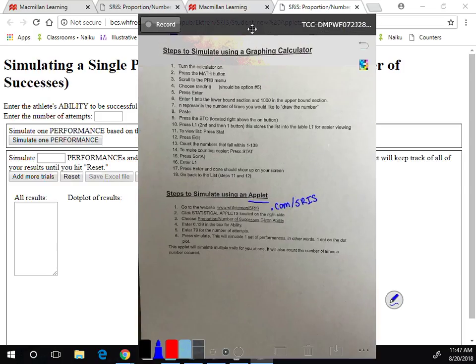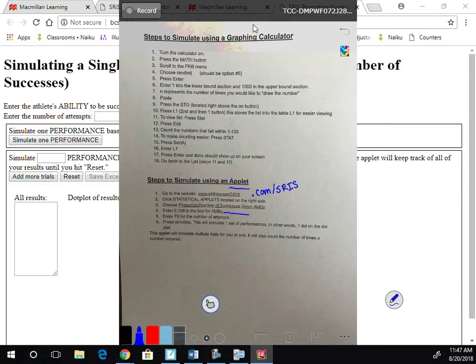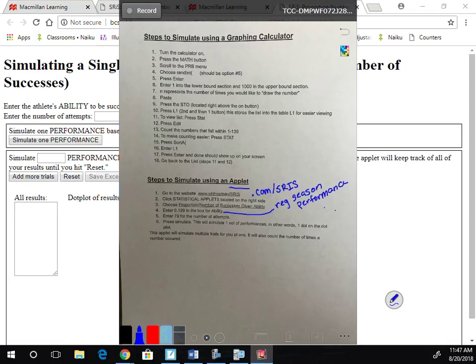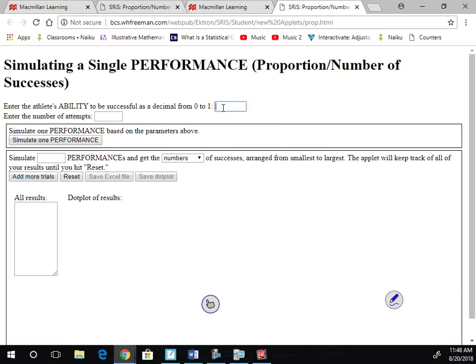I don't know if you want to make a note of this, but the ability comes from regular season performance. You always base the ability off of the performance from the regular season. So what was his percentage of made goals in the regular season? What did we say? 9%. What is that as a decimal? 0.09. So I'm going to put in 0.09 in here.